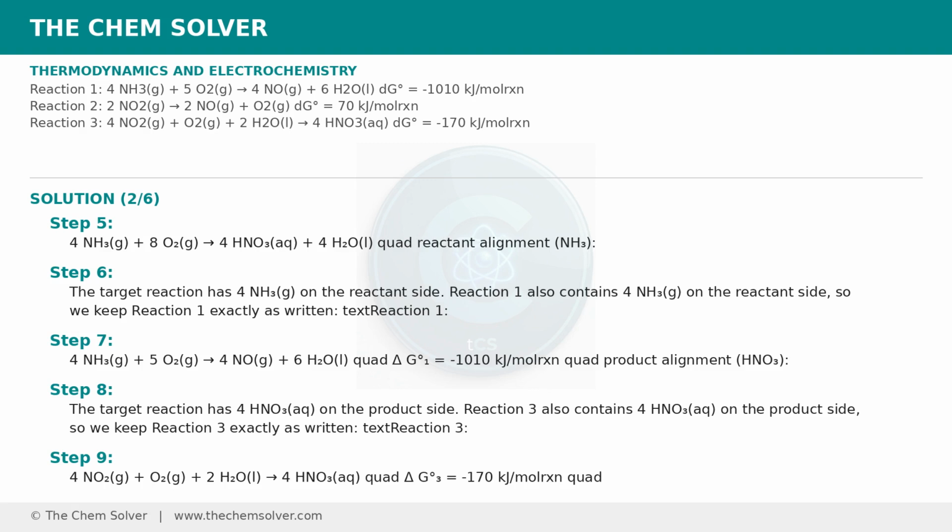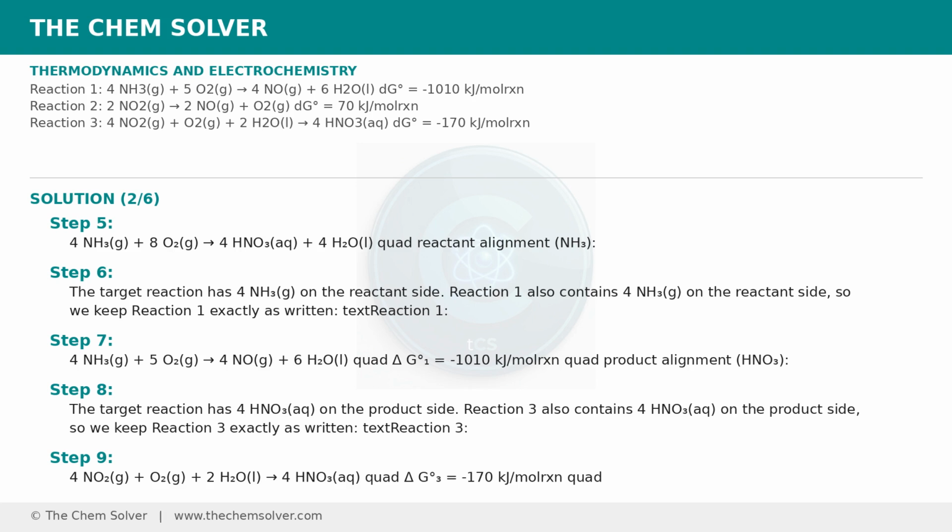In NH3, the target reaction has 4NH3 on the reactant side. Reaction 1 also contains 4NH3 on the reactant side, so we keep reaction 1 exactly as written. Reaction 1: 4NH3 + 5O2 gives 4NO + 6H2O, ΔG°1 is equal to minus 1010 kilojoules per mole of reaction. Product alignment.